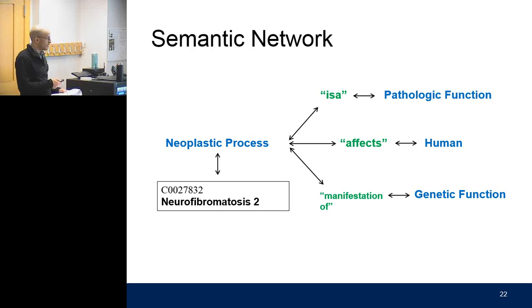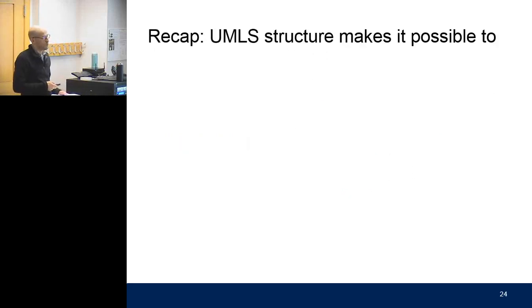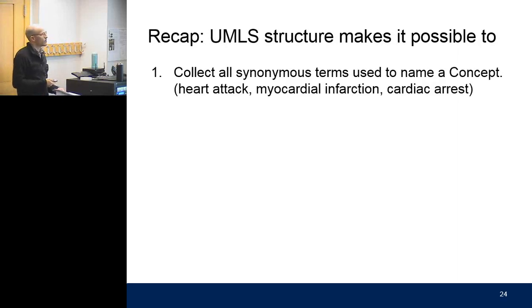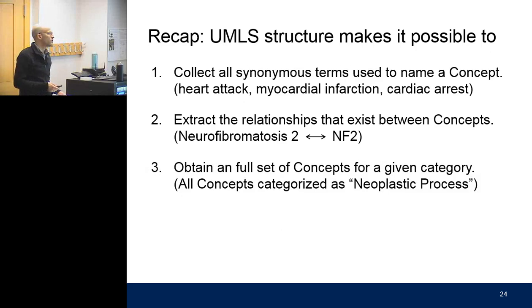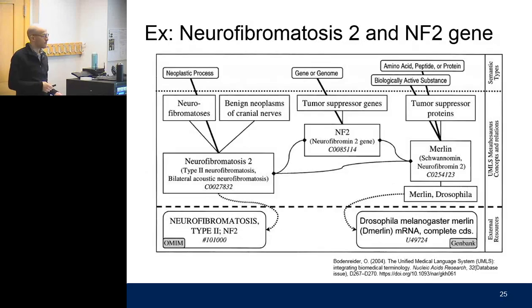Okay, so moving on. This has all been pretty high level so far. We're going to start to put it together a little bit and see a couple of examples of how this actually gets used. We're leading up to that, but just to quickly recap, the structure of the UMLS is to collect synonymous terms across multiple vocabularies. An example here would be heart attack, myocardial infarction, cardiac arrest. It also extracts the relationships that exist between concepts, and it makes it possible to obtain a full set of concepts for a given category.